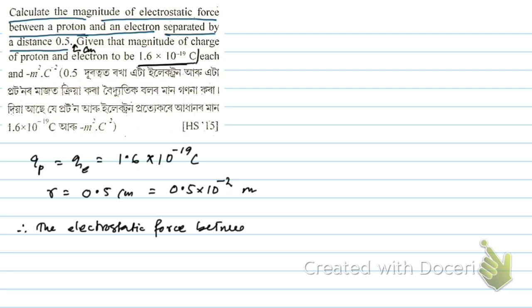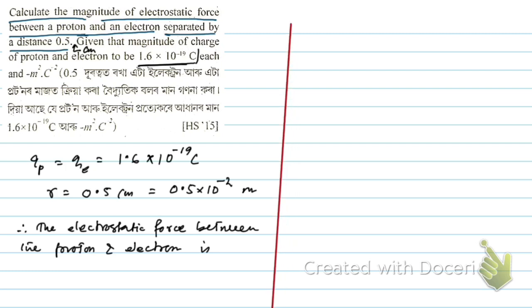between the proton and electron is given by, so let me write here, F is equal to K QP into QE divided by R square. We know the value of K, that is 9 into 10 to the power 9, into QP and QE, both are equal to 1.6 into 10 to the power minus 19 coulomb.